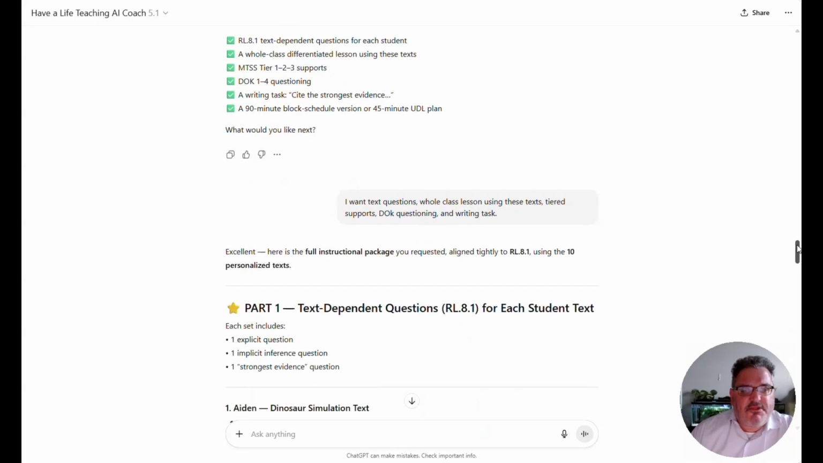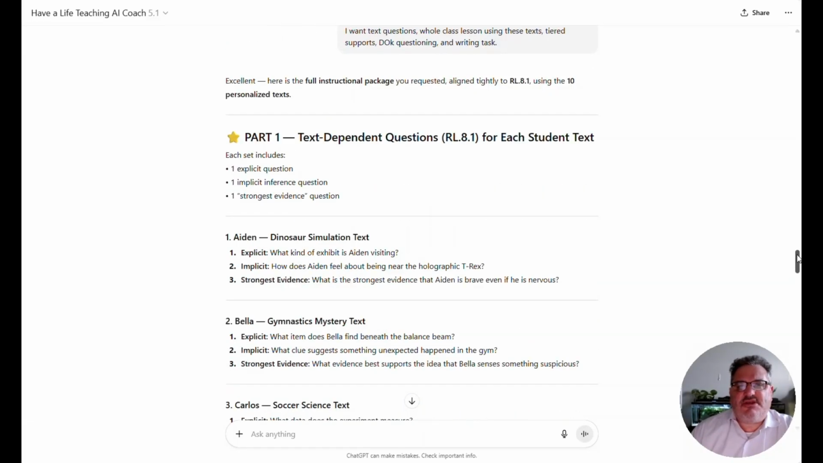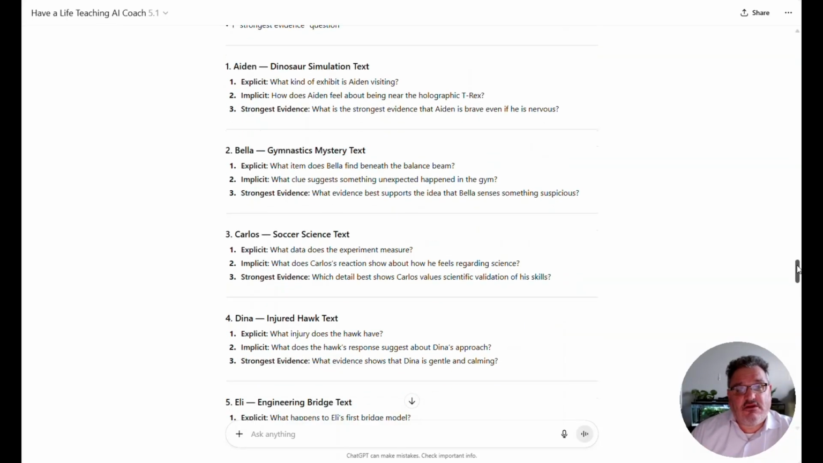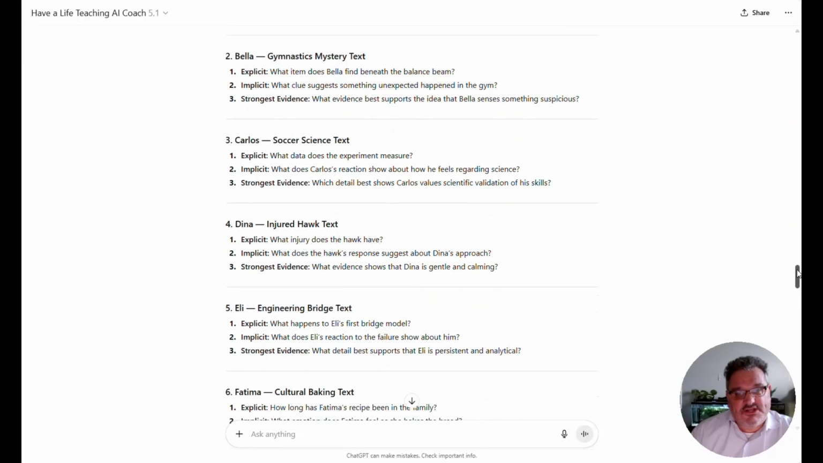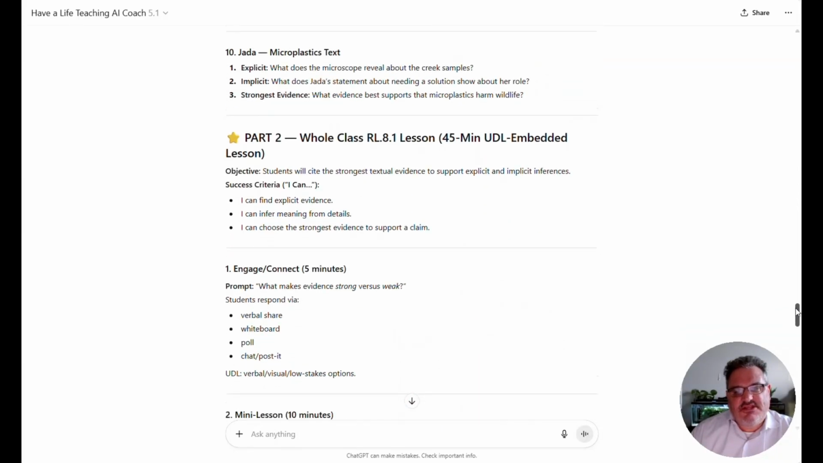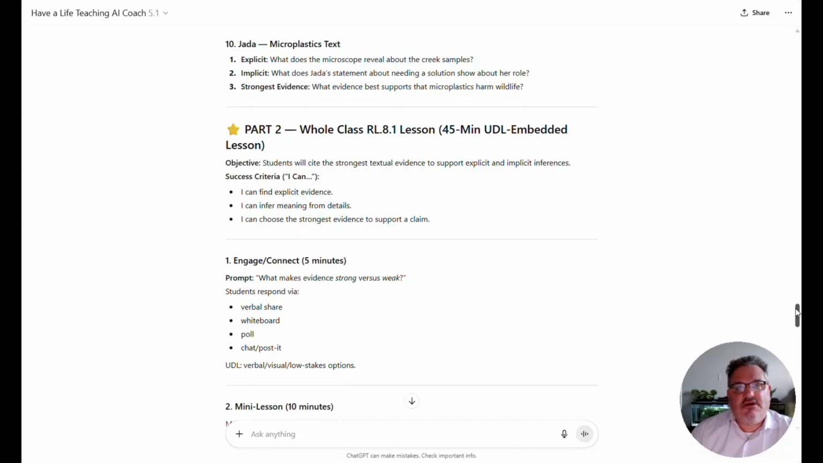So I didn't do the block scheduling versus the 45-minute UDL lesson plan, but I did ask for the other things. And as you could see, it gave me text-dependent questions for each student, but all targeted to that standard. So you see there what questions they could be asking and answering. And then it did give me a whole class lesson plan. It chose a 45-minute UDL embedded lesson.